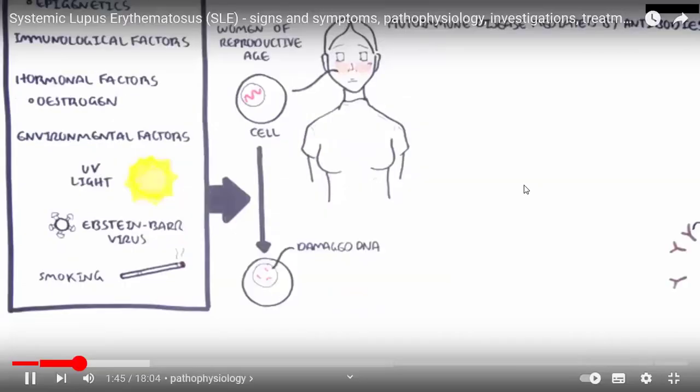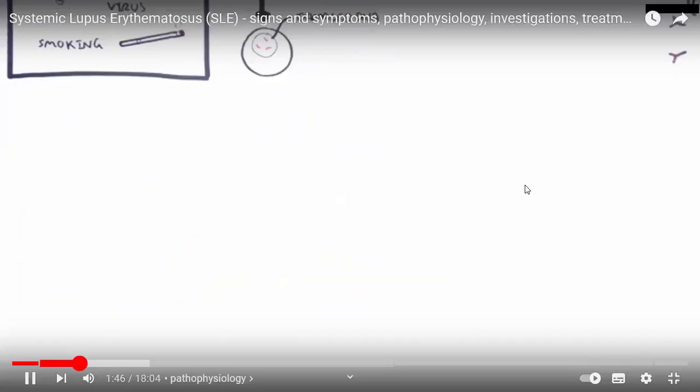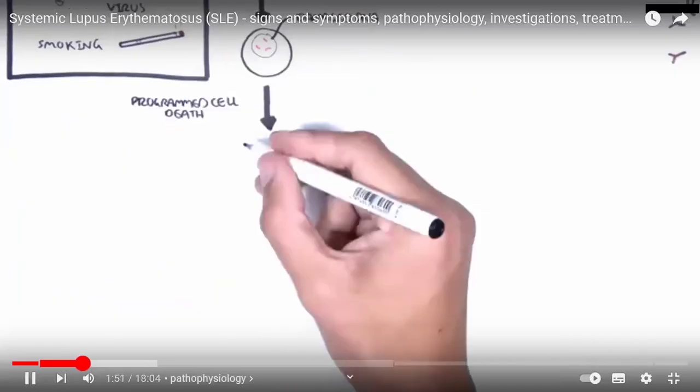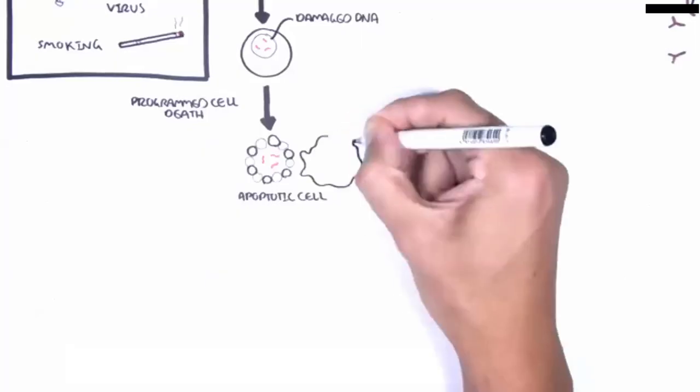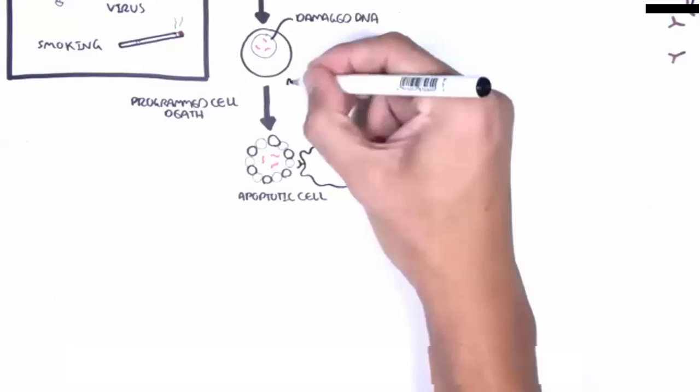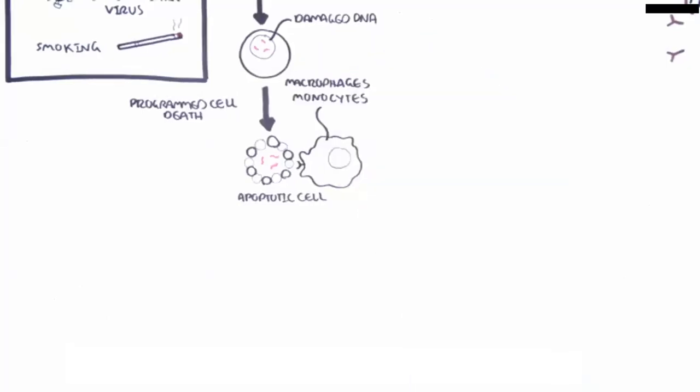When cells are damaged, they can try to repair themselves. If they can't, they undergo programmed cell death called apoptosis. When cells undergo apoptosis, internal proteins are displayed on their surface blebs. A normal response is when our immune system clears up these apoptotic cells. This is done by phagocytes such as macrophages and monocytes.